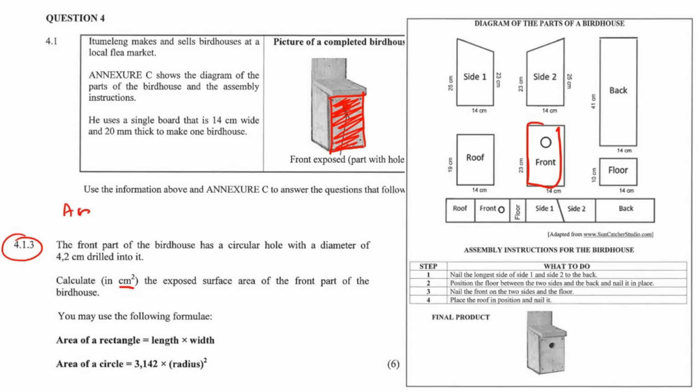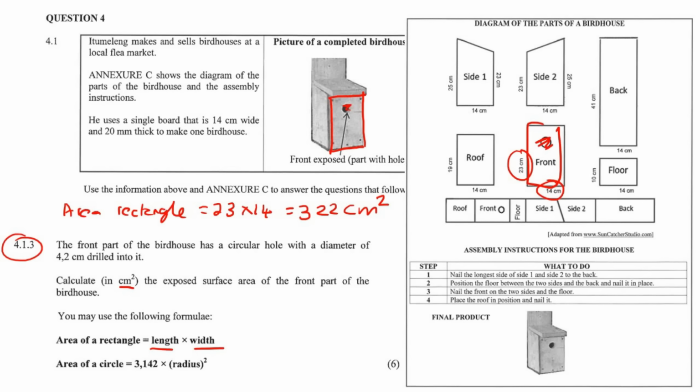Okay, so like that. What would the area be? So we could say area of the rectangle, and they've given us the formula length times width. So that would be 23 multiplied by 14. So we're forgetting about the circle. We're just saying 23 times 14, and that's 322 centimeters. Now, because it's area, we say centimeters squared. Let me write that a bit better. 322 centimeters squared. Okay, so that's the area of that front part.